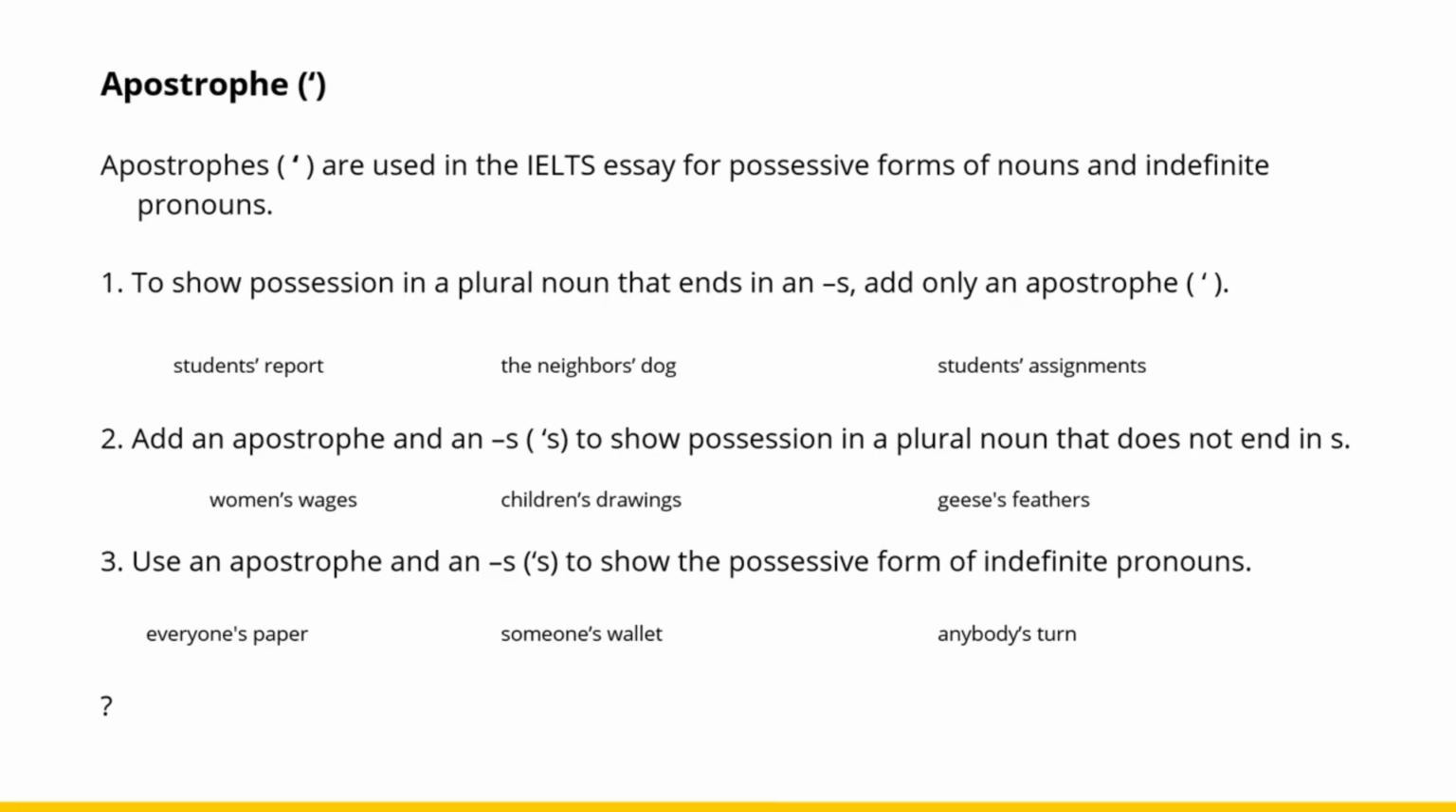For example, students' reports: you say students in the plural form, and we only add the apostrophe after the S ending. The next ones: the neighbors' dog, and students' assignments. As you see, neighbors and students are all in the plural form. That's why we only add an apostrophe.